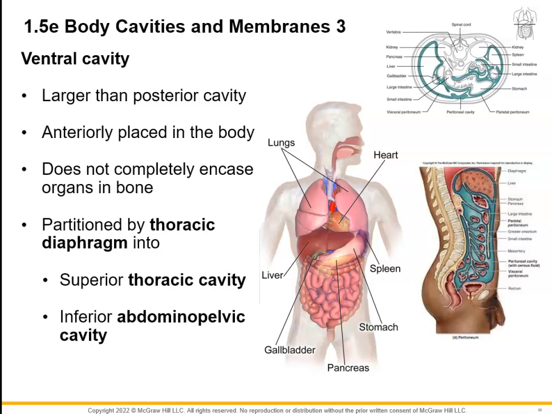The ventral cavity is much larger and subdivided into smaller cavities or spaces. The ventral cavities are not surrounded by bone like we saw with the posterior aspect. The ventral cavity is also separated into two smaller cavities called the thoracic cavity, which is the superior aspect, and the inferior abdominopelvic cavity. So right here between the lungs and the liver, we have a sheet-like muscle called the diaphragm. The diaphragm separates the entire ventral cavity into thoracic and abdominopelvic.